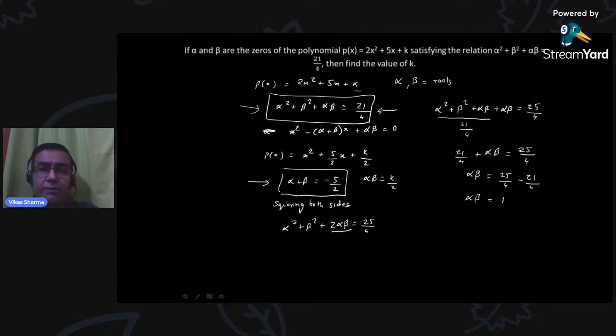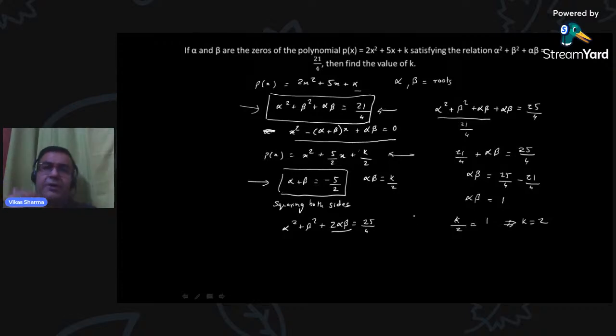Now we had already written it like this. So that and like this. So that means alpha beta is actually k upon 2. So k upon 2 is equal to alpha beta, which is 1. And taking 2 to the other side, we can say that implies that k is equal to 2. So that is the value of k, right?